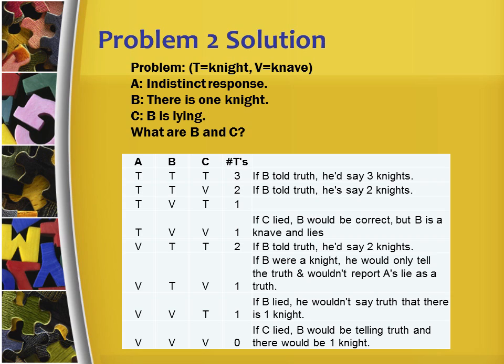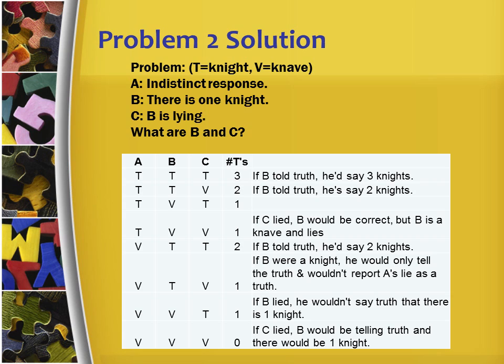In the situation where it's VVT, the seventh line, B is a knave. But in the situation of VVT, there really is one knight. With B being a knave, he would lie that there is not just one knight. So we can eliminate this possibility, because B as the knave would be lying, but really the situation is that he's telling the truth.